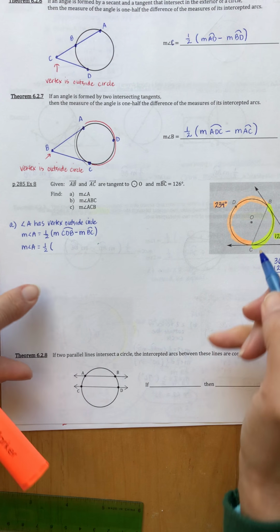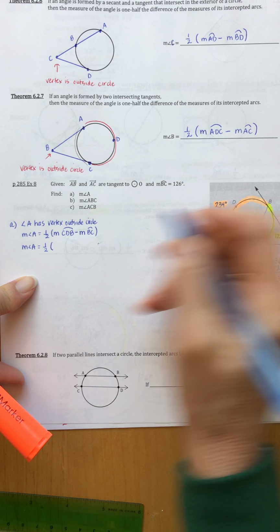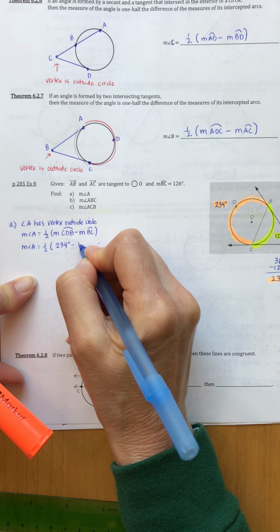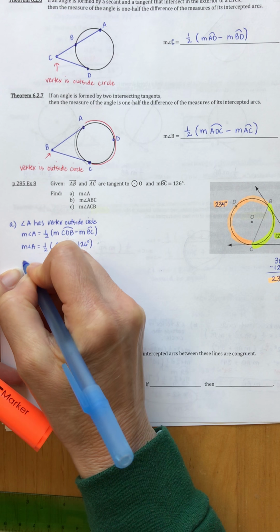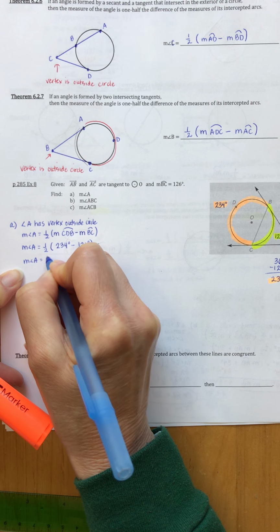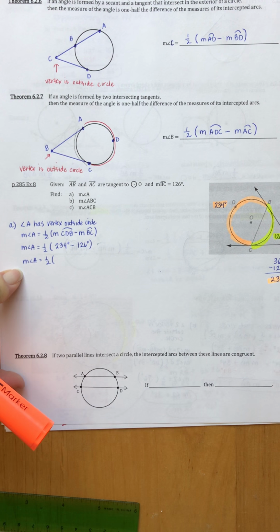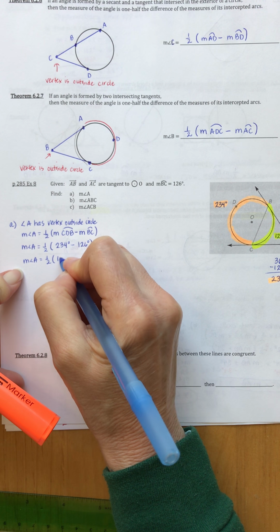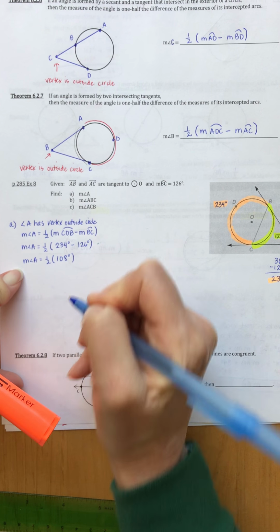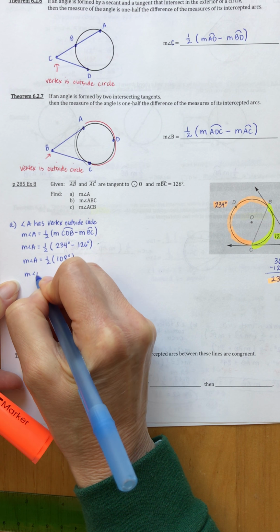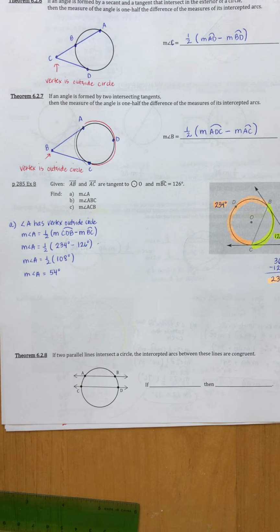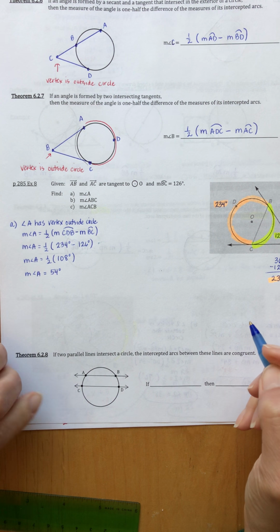Okay, so let's put that in. This one measures 234. We're subtracting BC, which is 126. So what does that give us? Well, 1/2 of whatever that is. So let's see, 234 minus 126, I get 108. Okay, and half of that would equal 54. So we have 54 degrees for the measure of angle A.